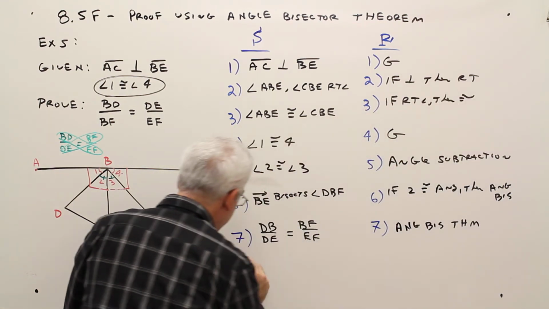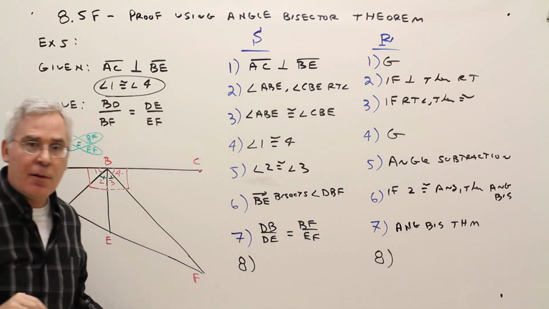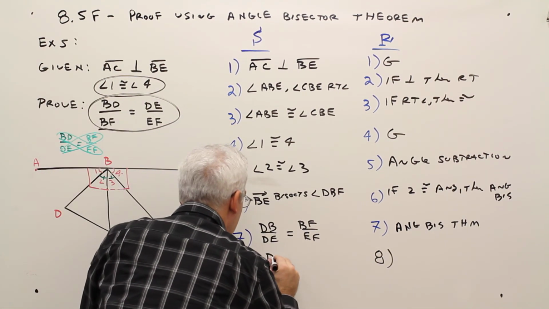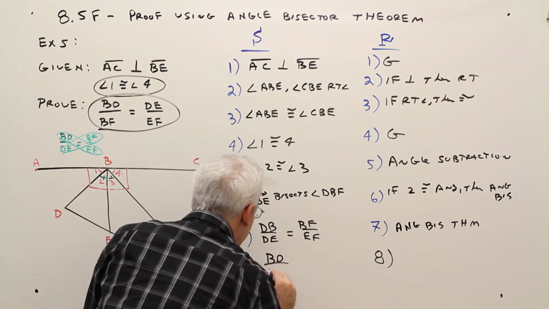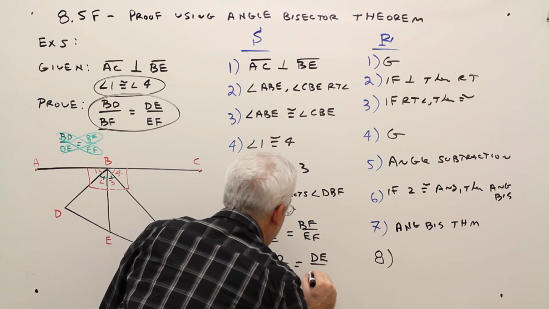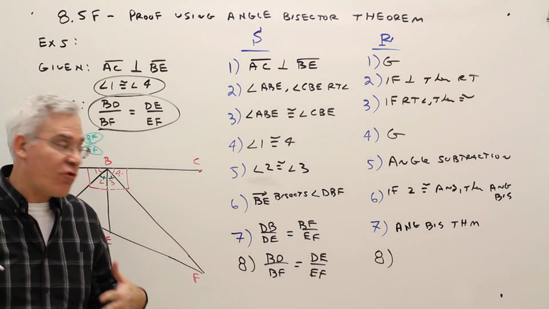And then I'll add one more step, 8 and 8. I'm just going to change it to exactly how they wanted it: BD over BF equals DE over EF. And that's going to be the means extremes theorem.